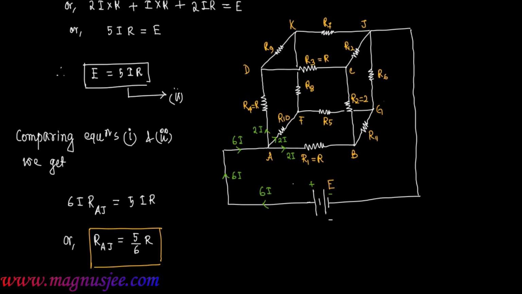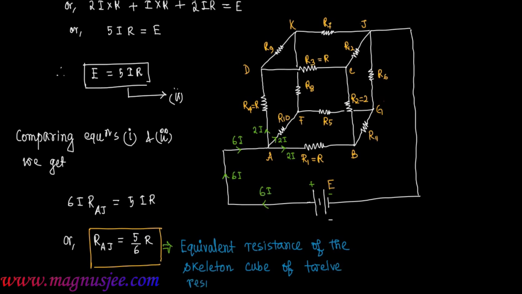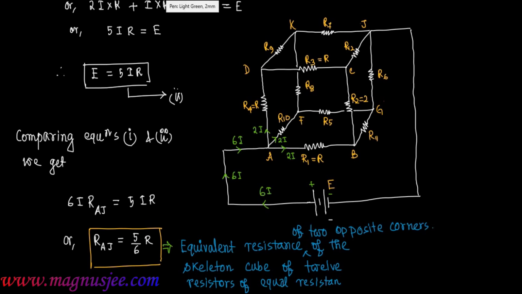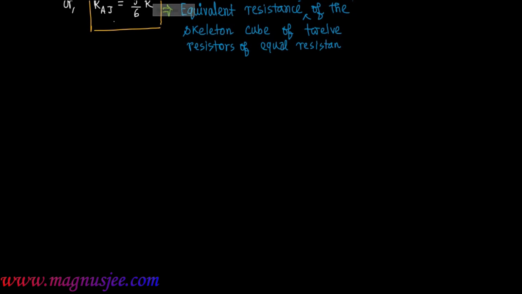That is the equivalent resistance between the two opposite corners A and J of a skeleton cube containing 12 equal resistors of resistance R. R_AJ equal 5 by 6 R is the equivalent resistance of the two opposite corners of the skeleton cube of 12 resistors of equal resistances.